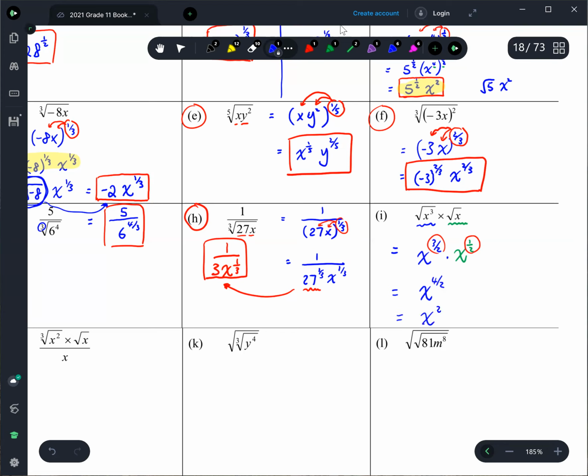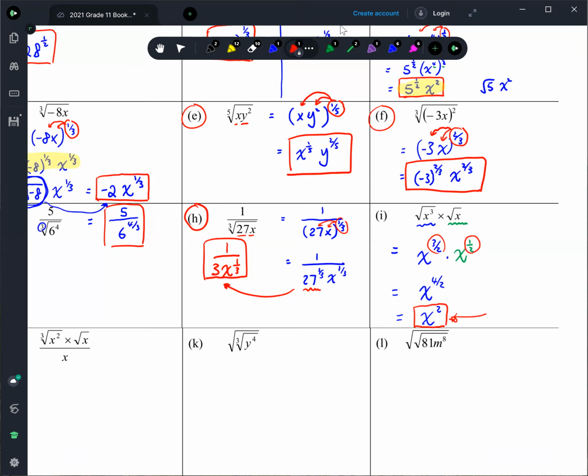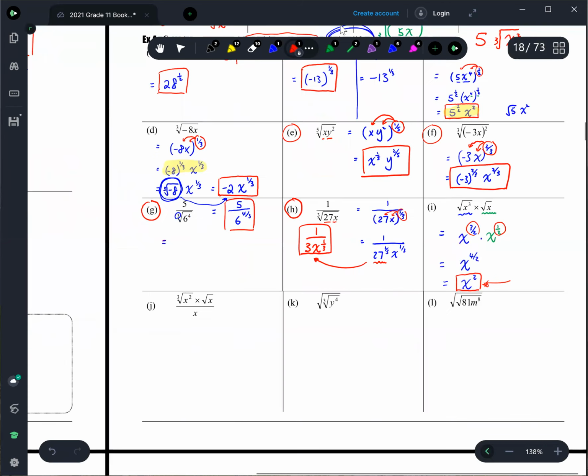You want to simplify it as far as you can, okay? So for your final answer, please do not stop at x to the 4/2. You have to stop here, okay? x to the 2. So you turn it into radical form and then you simplify it, applying other rules. Okay, so same thing for J, right?